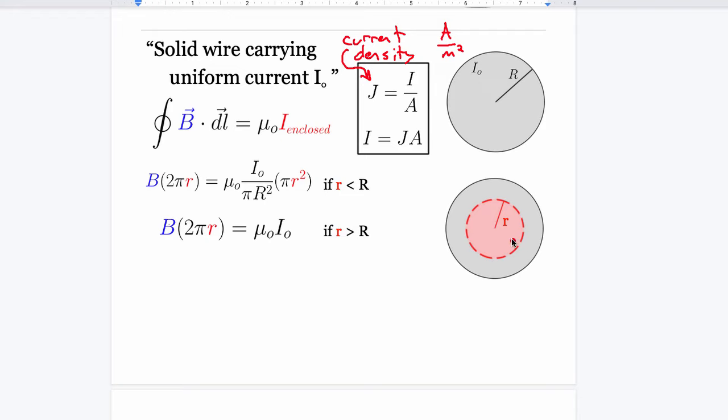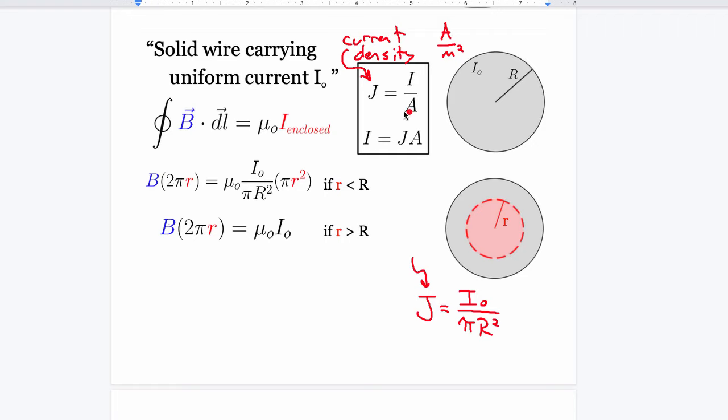Well, I don't enclose all the current. My total current through this entire wire is I naught. I'm not going to get all the current. How much current am I going to get? Well, I have to make my own current density. So I'm going to say that the current density in this wire is the total current divided by the total area, which is pi big R squared. This is the current density flowing through this particular wire that has I naught and R. So I take the total current, I divide by the total area, I craft my own current density, and now I have that.